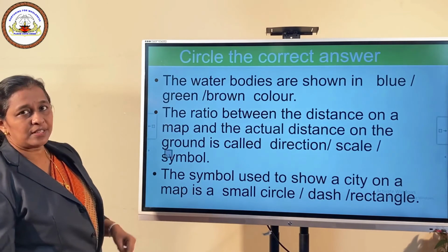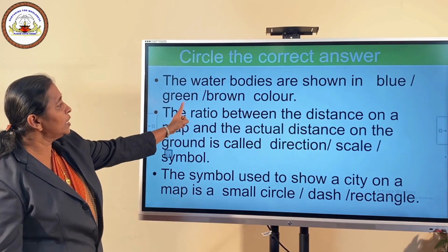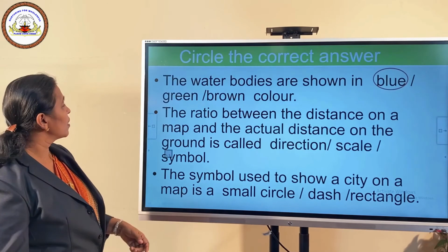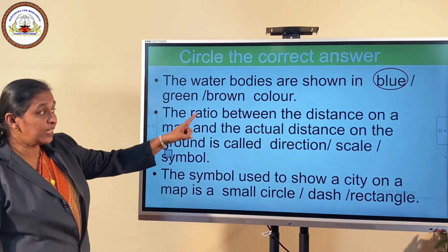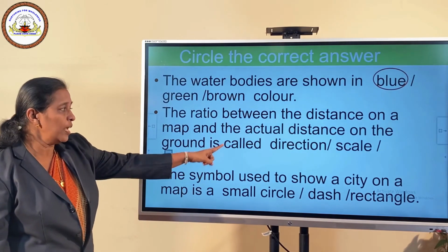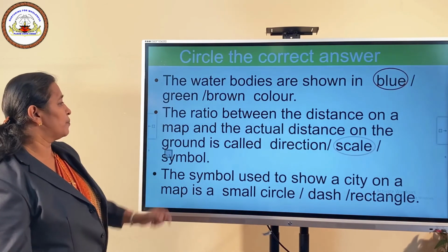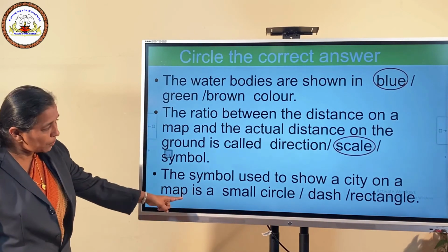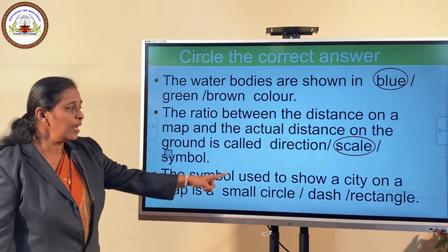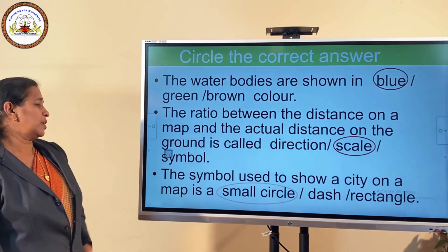Circle the correct answer. The water bodies are shown in blue, green, brown color. Which is the correct answer? Blue. The ratio between the distance on a map and the actual distance on the ground is called direction, scale, symbol. Which is the correct answer? Scale. The symbol used to show a city on a map is a small circle, dash, rectangle. Which is the correct answer? Small circle.